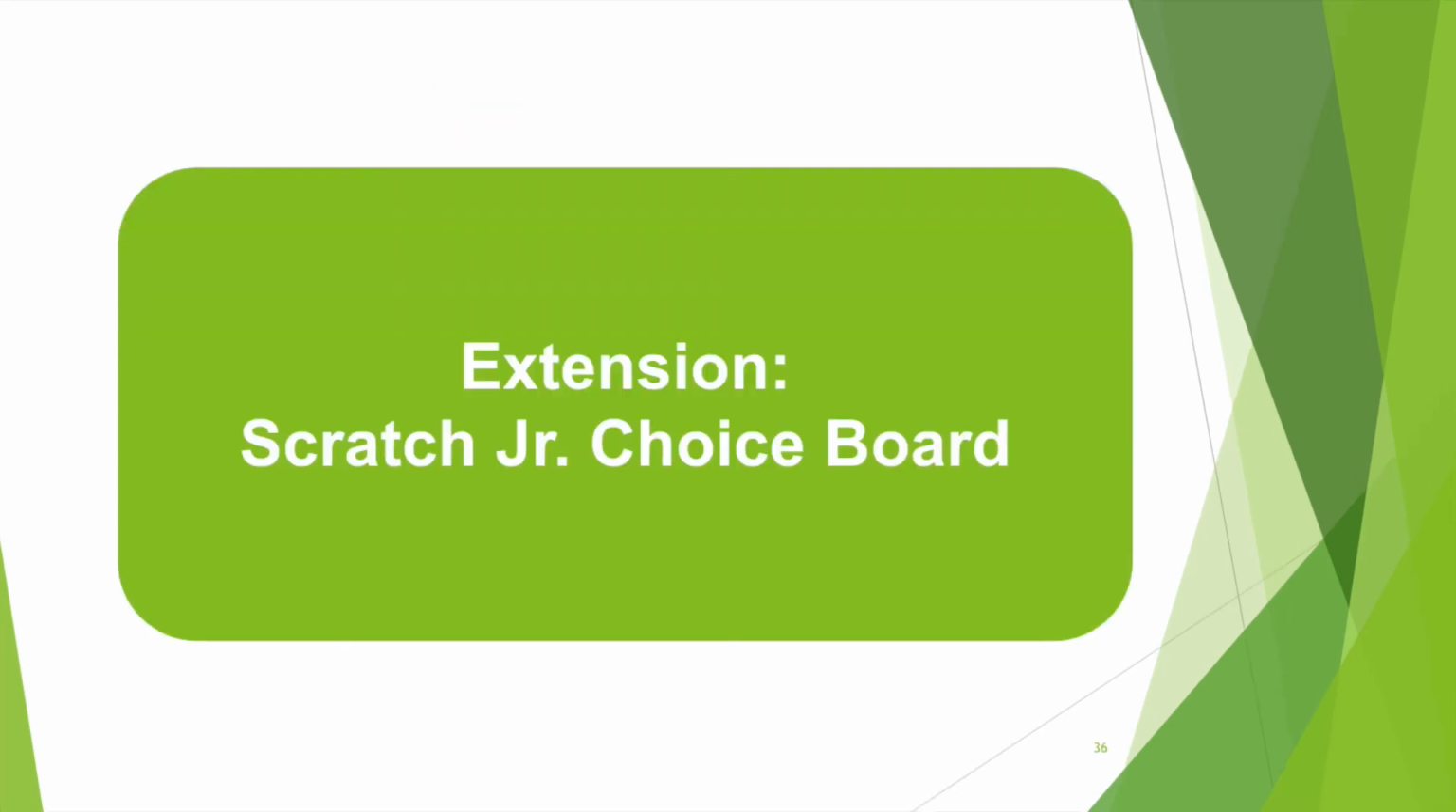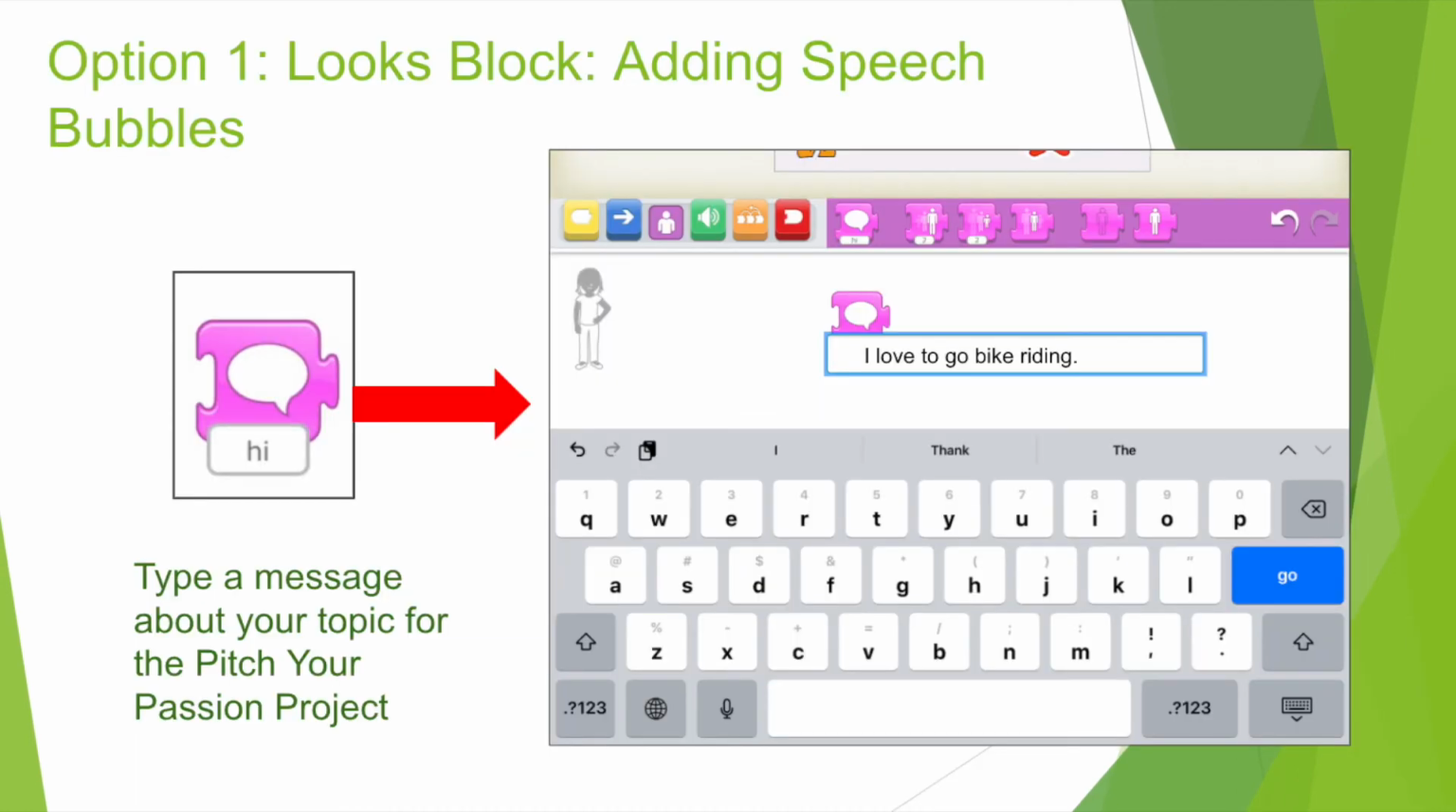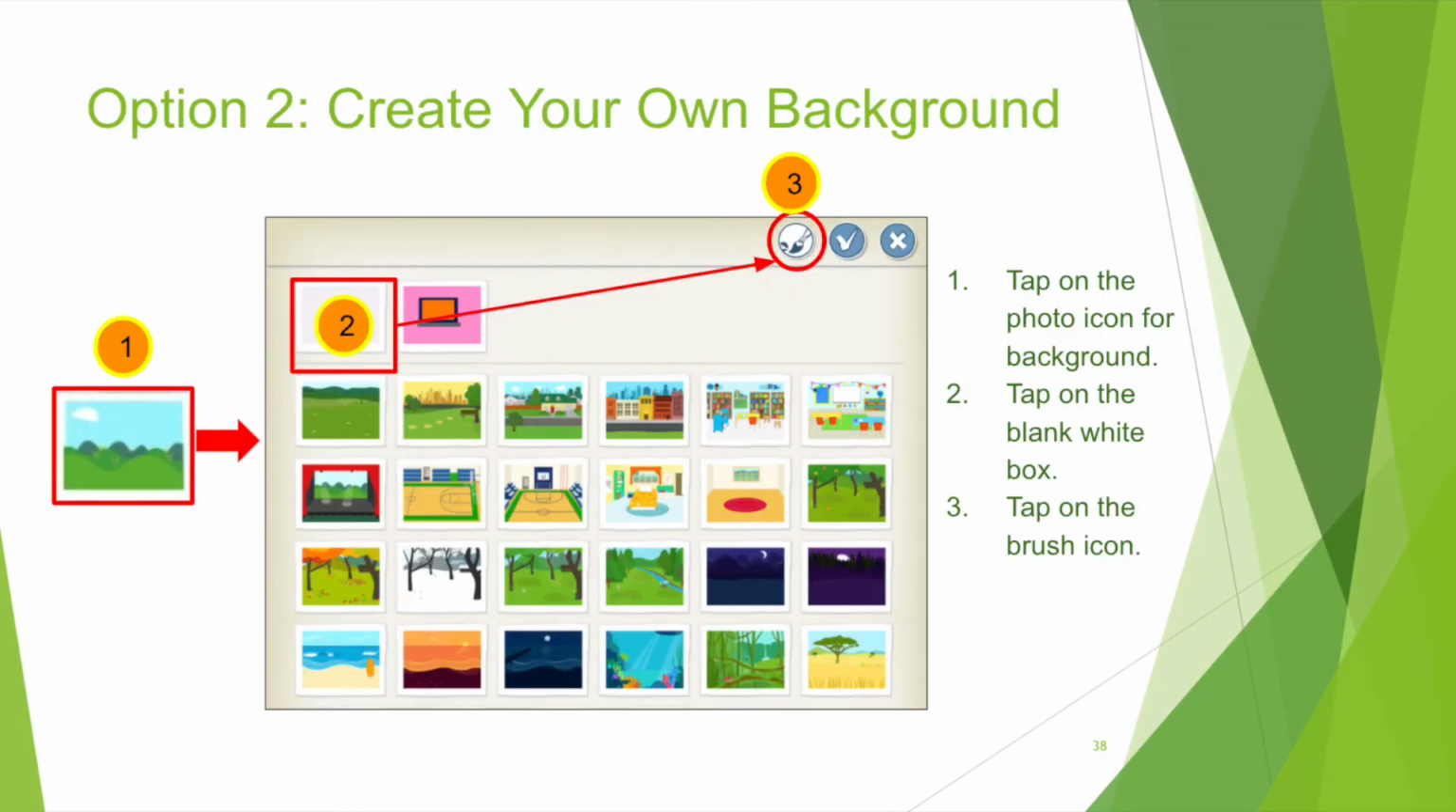For students who are done with the basic requirements, have them try out the choice board options. Here are some extension ideas for their project. Option 1 is adding speech. Option 2 is creating their own background.